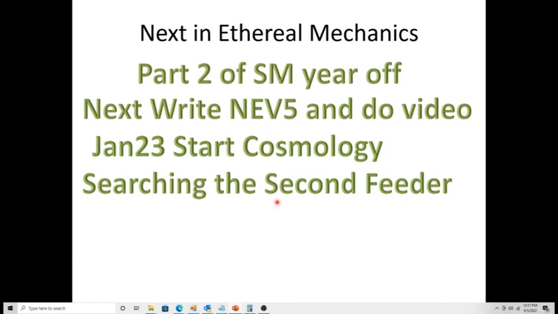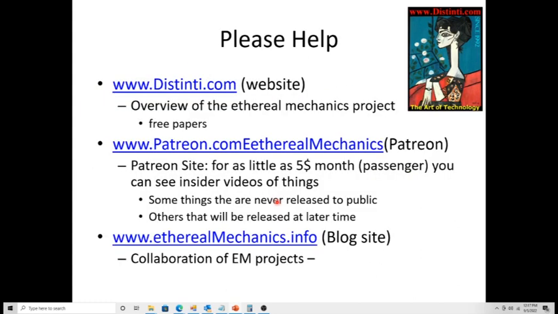So we've got to search. There is a second set of forces out there that do feed on the ether. And this would be part of what we need for the standard model, because it would explain part of the reasons why these systems are stable.